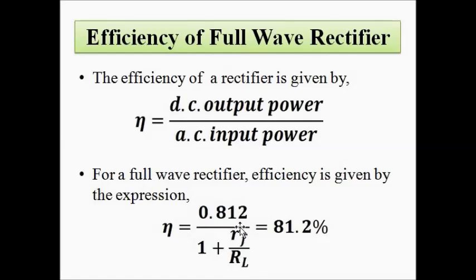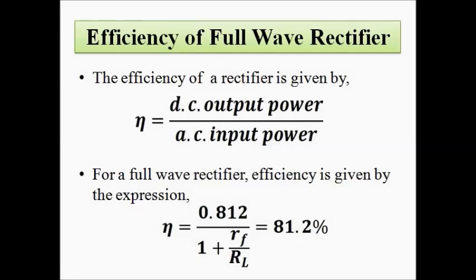The forward resistance, as I have already discussed in the basic introduction part, is the ratio between change in forward voltage to the change in forward current across a diode, and this is calculated as 81.2%. Now, this ratio rf by RL is very small as compared to 1, so it is often ignored, it is negligible, and we get almost 81.2% as the efficiency.